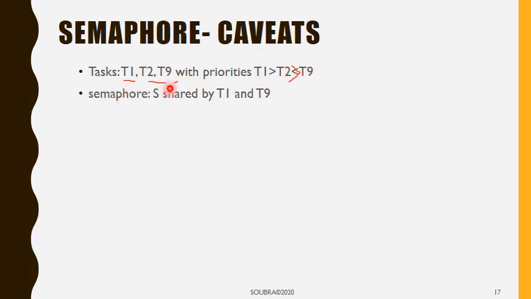Alrighty, so apparently they're using a semaphore that is shared by T1 and T2, so we can assume that there's a resource that's shared between T1 and T2. Fair enough? And it's protected by a semaphore. Mutex, binary semaphore, most probably mutex. Right, so let's see the scenario here.